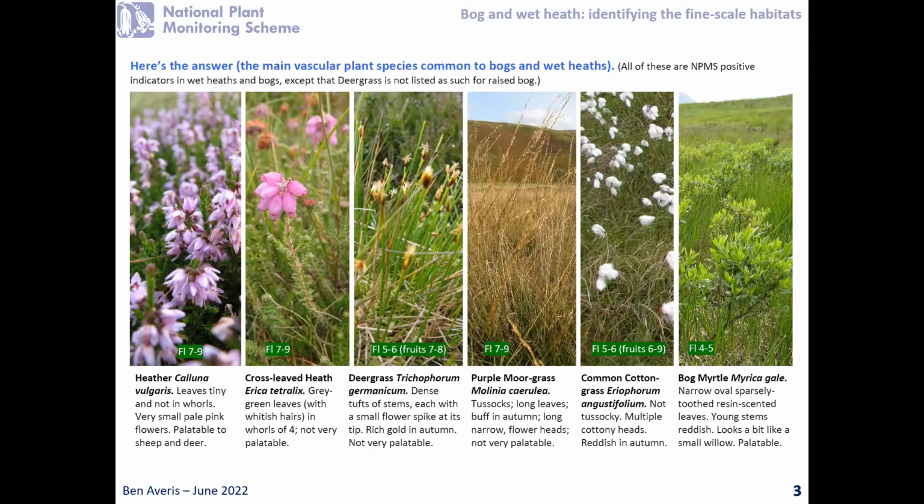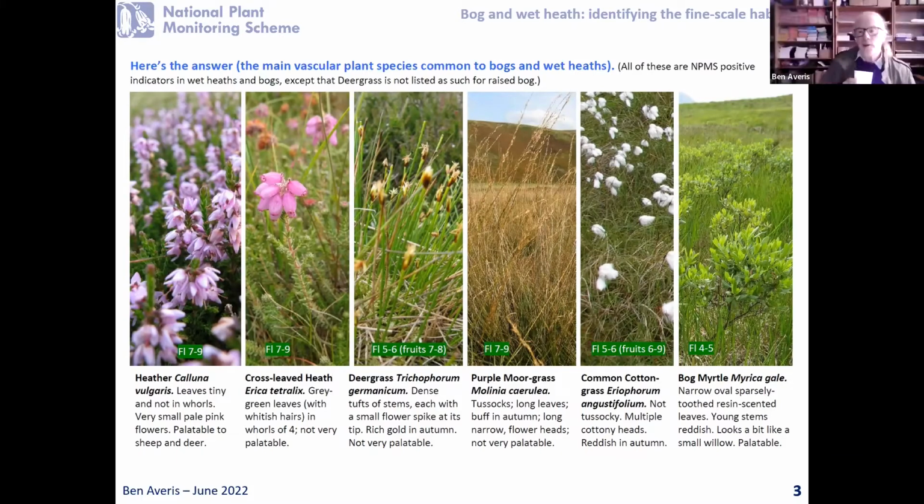Before I do, Ben, Anna's just asked, what about Eriophorum vaginatum? Is that common too? Yeah, good question. Funnily enough, that one is coming up on the very next page. The reason why I've separated it and not put it in this first list is because it's not common to all three of the fine scale habitats, because one of those fine scale habitats is wet heath, and hare's-tail cotton grass is a bog plant.